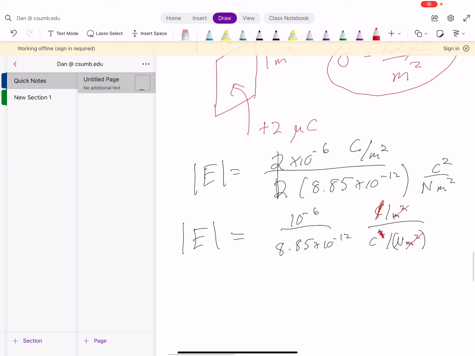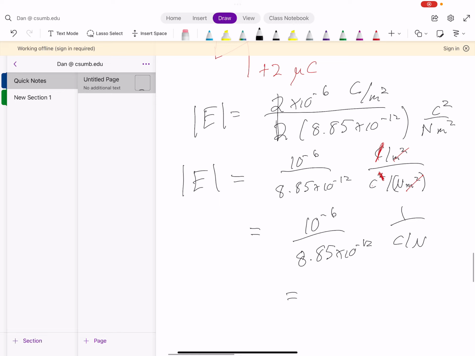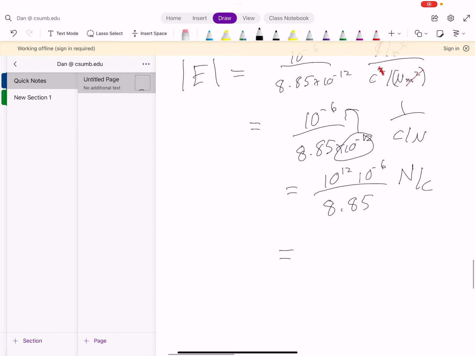So that means that my equation is going to be 10 to the minus 6th divided by 8.85 times 10 to the minus 12th, times 1 over coulombs per Newton. And then I bring this up to here. So I have 10 to the 12th times 10 to the minus 6th divided by 8.85 newtons per coulomb. There's the units of the electric field. 10 to the 12th times 10 to the minus 6 gives me 10 to the 6th divided by 8.85.